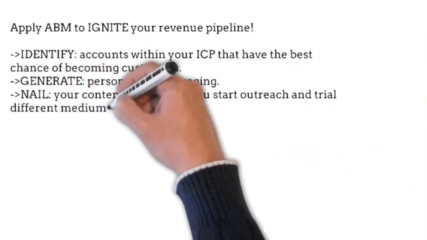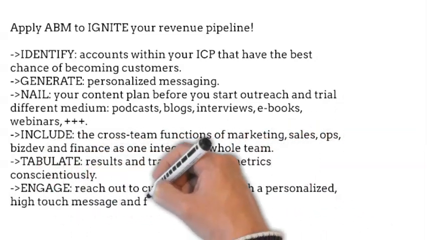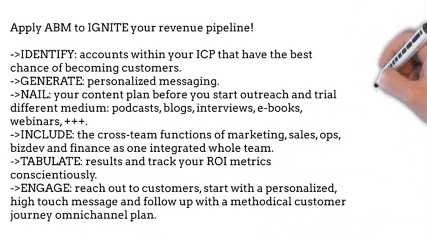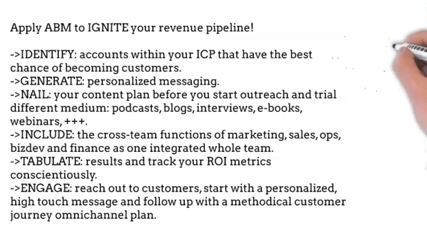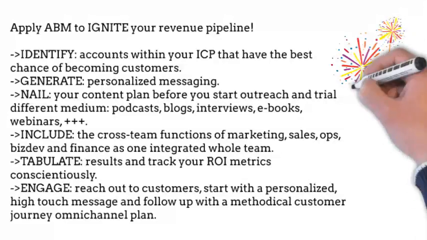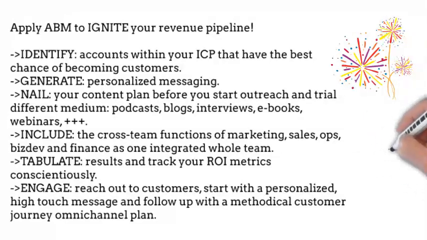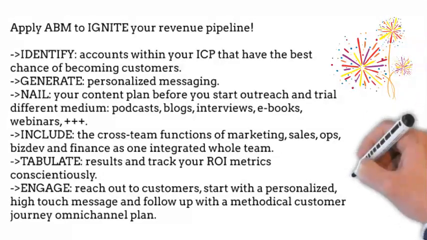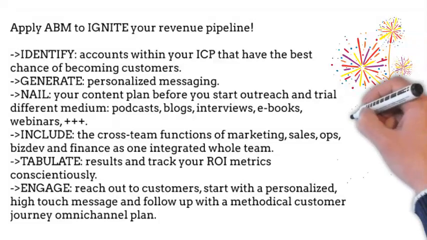Well, as a memory device to help you with your revenue programs, remember the mnemonic of IGNITE, our revenue pipeline. I, identify accounts within our ICP that have the best chance of becoming customers. G, generate personalized messaging. N, nail the content plan before we start outreach and trial different media: podcasts, blogs, interviews, ebooks, webinars. I, again, include the cross-function teams of marketing, sales, ops, biz dev, and finance as one integrated team. T, tabulate the results, track your ROI metrics conscientiously.